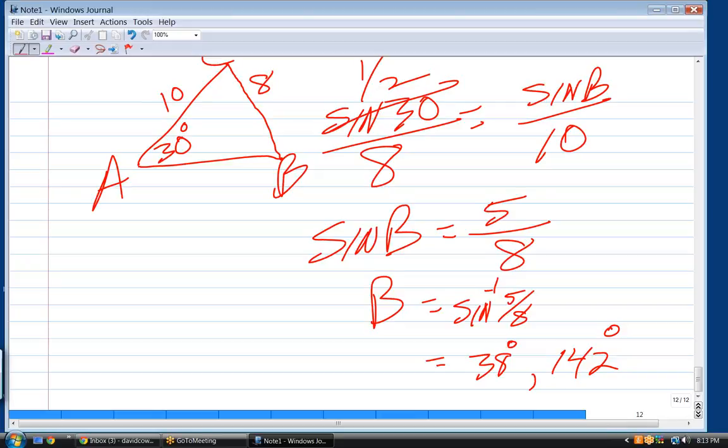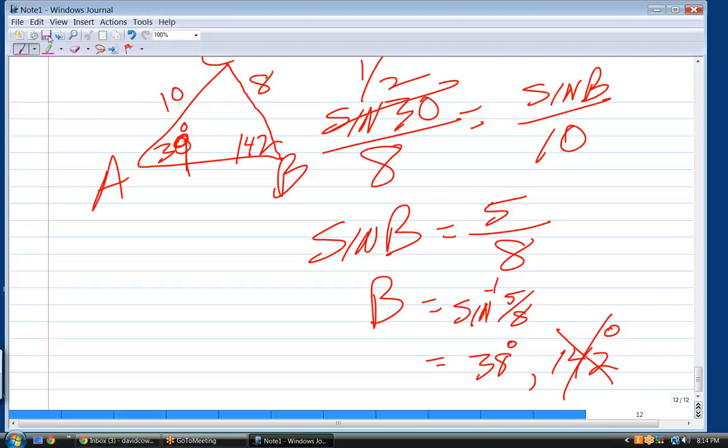Now, can we have a 142-degree angle for b? The answer is yes, because 142 and 30 do not exceed 180. That's why you always figure out both angles, and then you check to see whether this is a possible one or not. In other words, had this started at 39 degrees, let's just pretend the math is all the same. Well, if that's a 39-degree angle, I don't have room for a 142-degree angle there. That would exceed 180. So I would say, no, that's not one of the possible solutions.